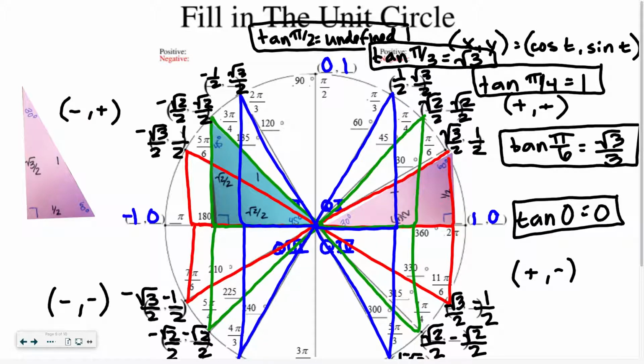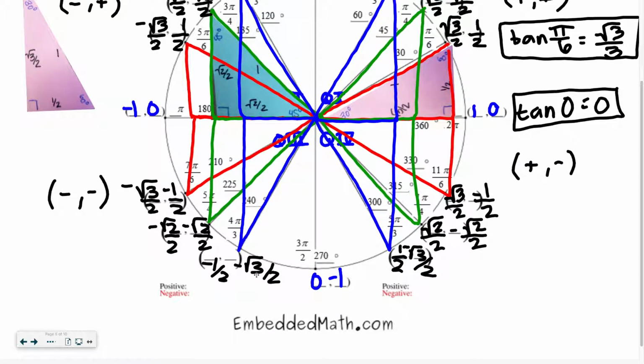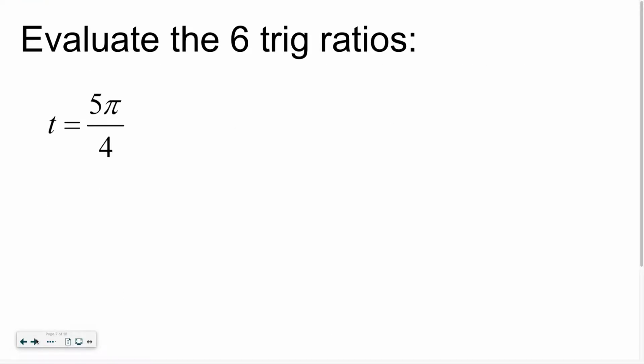Just checking. Okay, here's what your homework is going to look like. When you're doing your homework tonight, it should be no calculator, unit circle should be out, and you shouldn't really be doing that much math per se because it's all done for you on the unit circle. They're going to give you a T, which is just a special angle from the unit circle, and they're going to ask you for the 6 trig ratios.